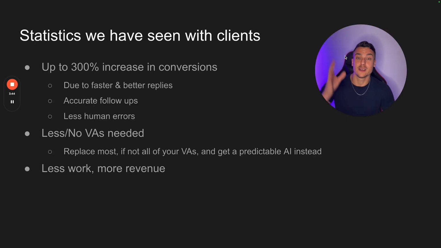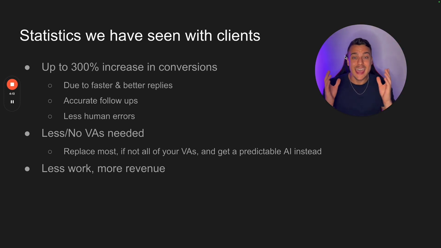Now, I just want to share some statistics that we have seen with clients. We have seen an up to 300% increase in conversions. So people who have been selling through Instagram DMs saw an up to 300% increase depending on the offer, and that is due to faster and better replies. So an instant reply increases the conversion rate by a ton. If it goes down from a 1-minute reply to a 2-minute reply, the conversion rate already drops.